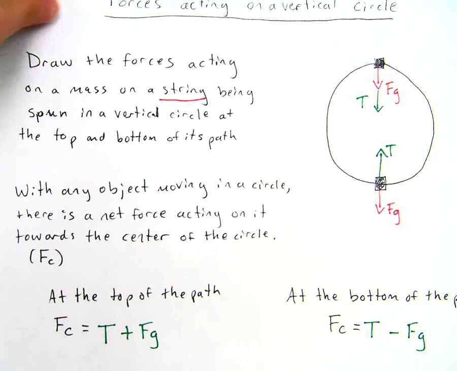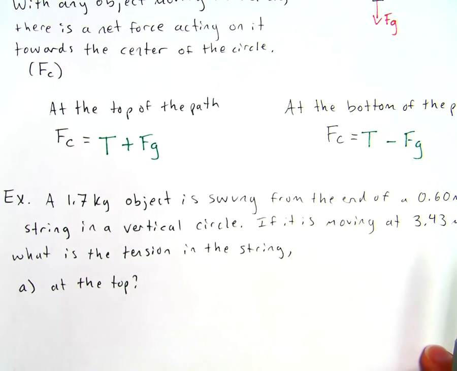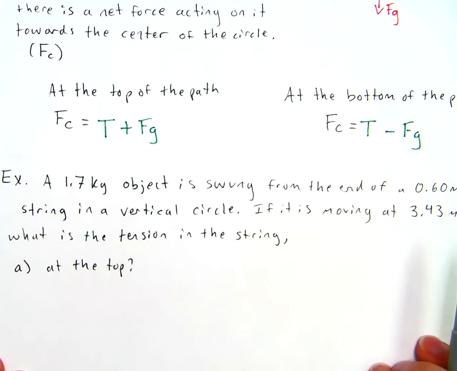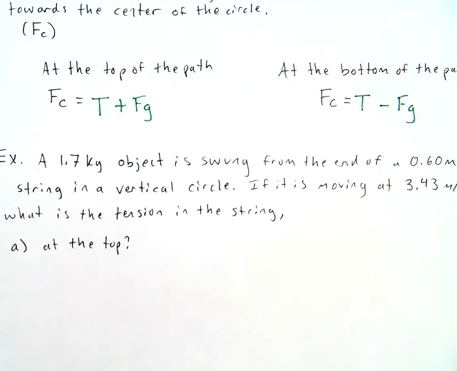So we're going to jump right into a few examples. We already have all the tools that we need, so we can go ahead and get started. Here we have a 1.7 kilogram object swung from the end of a 0.6 meter string in a vertical circle. If it's moving at 3.43 meters per second, what is the tension in the string at the top for part A and for part B at the bottom?